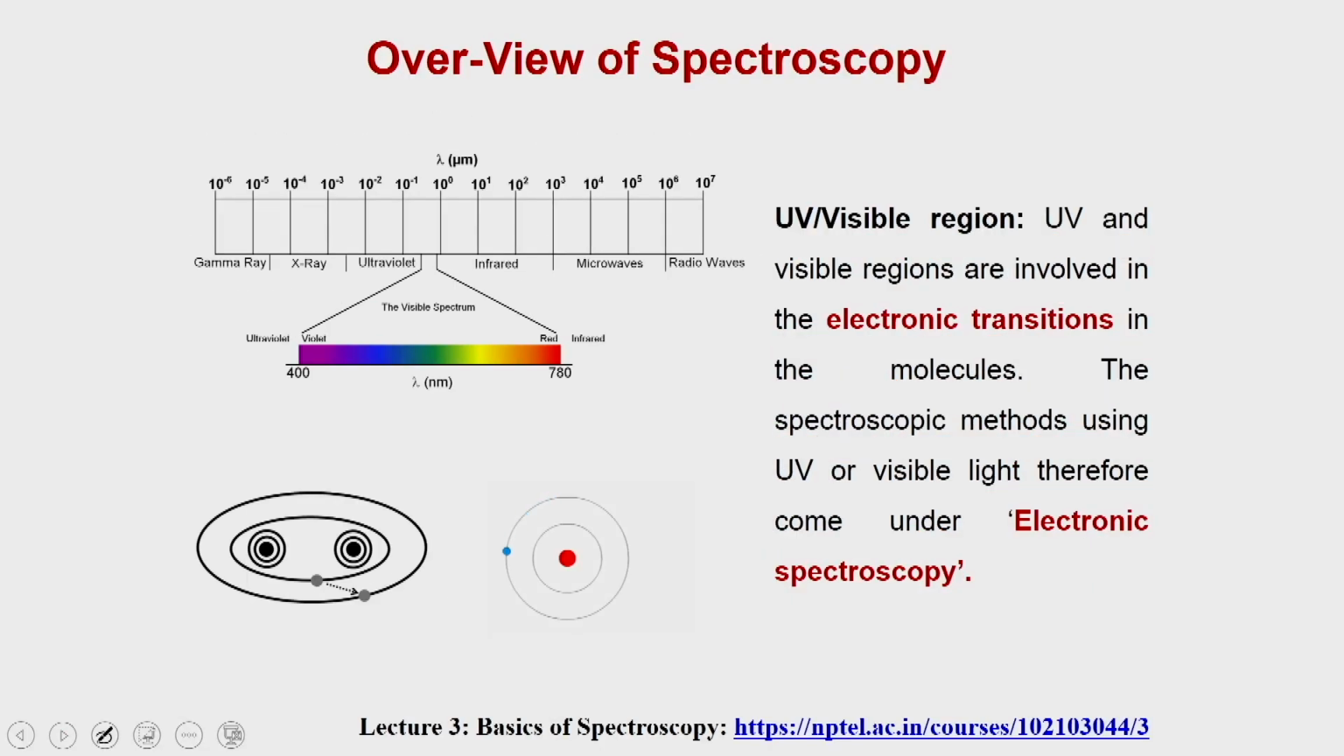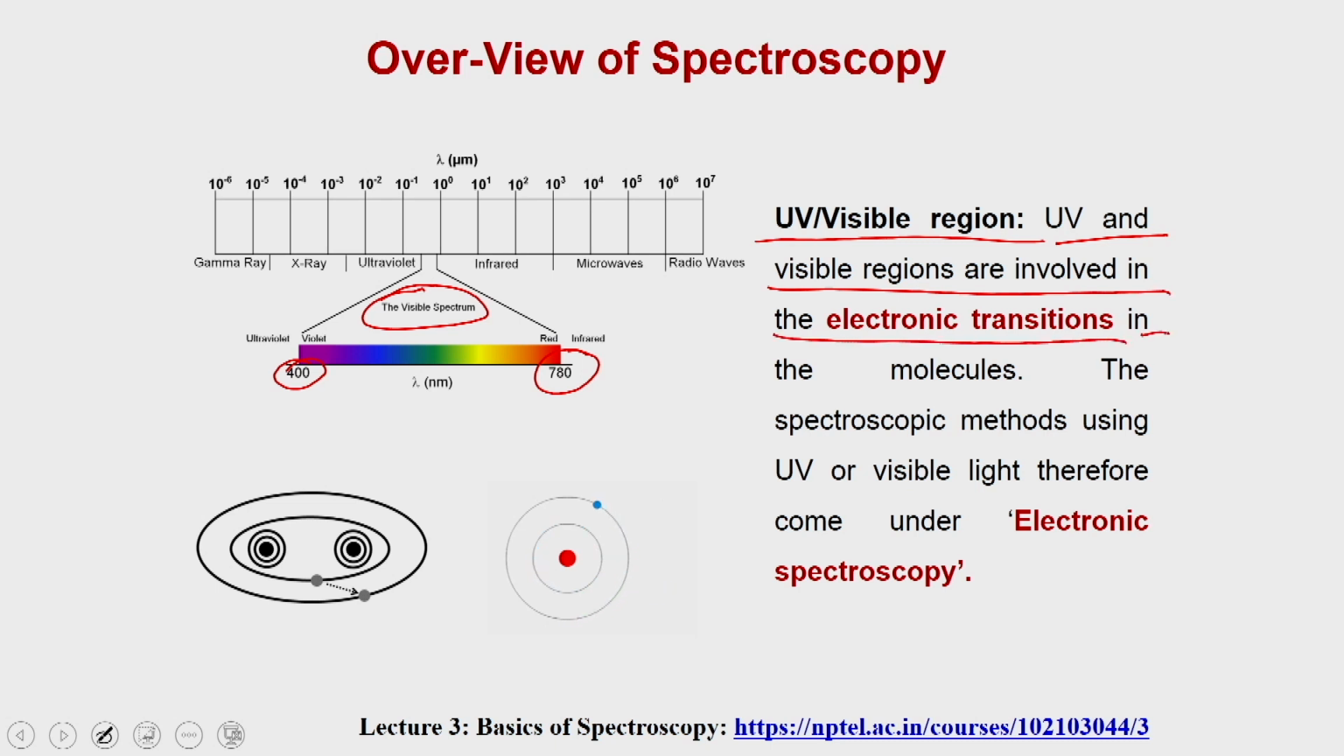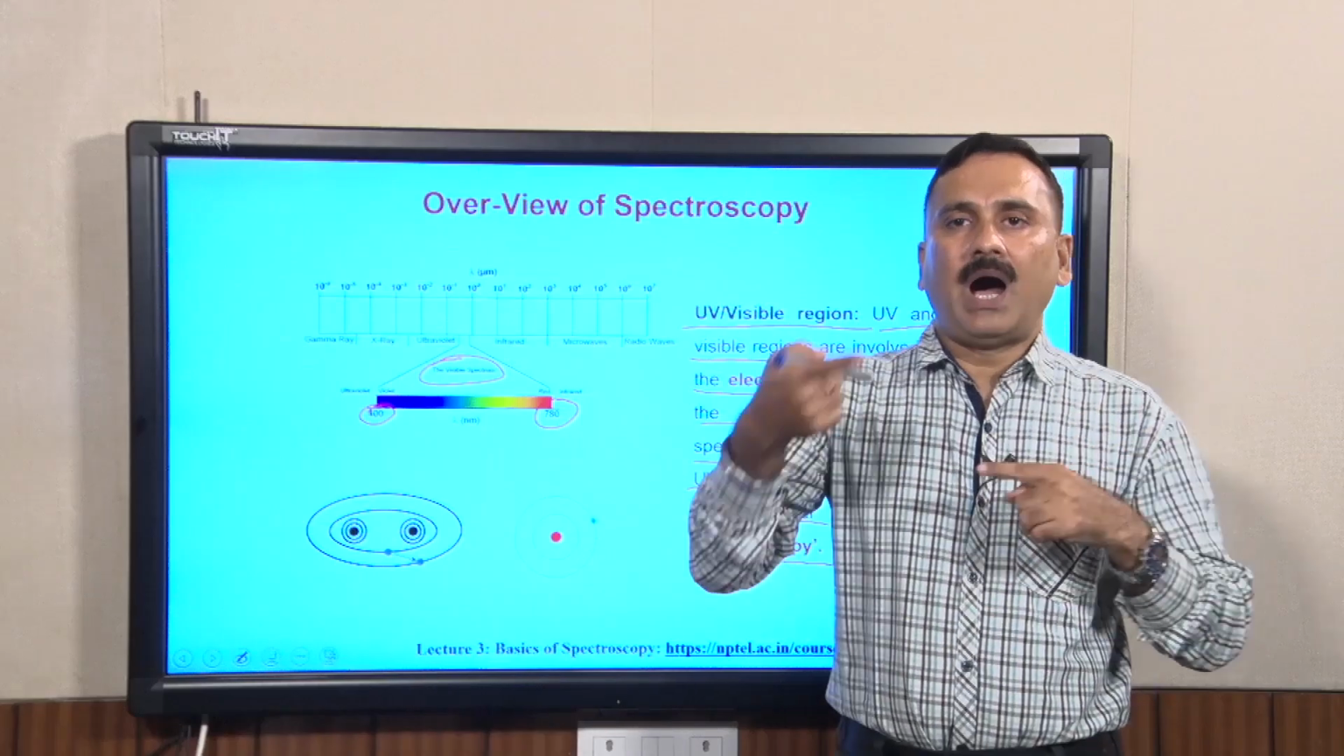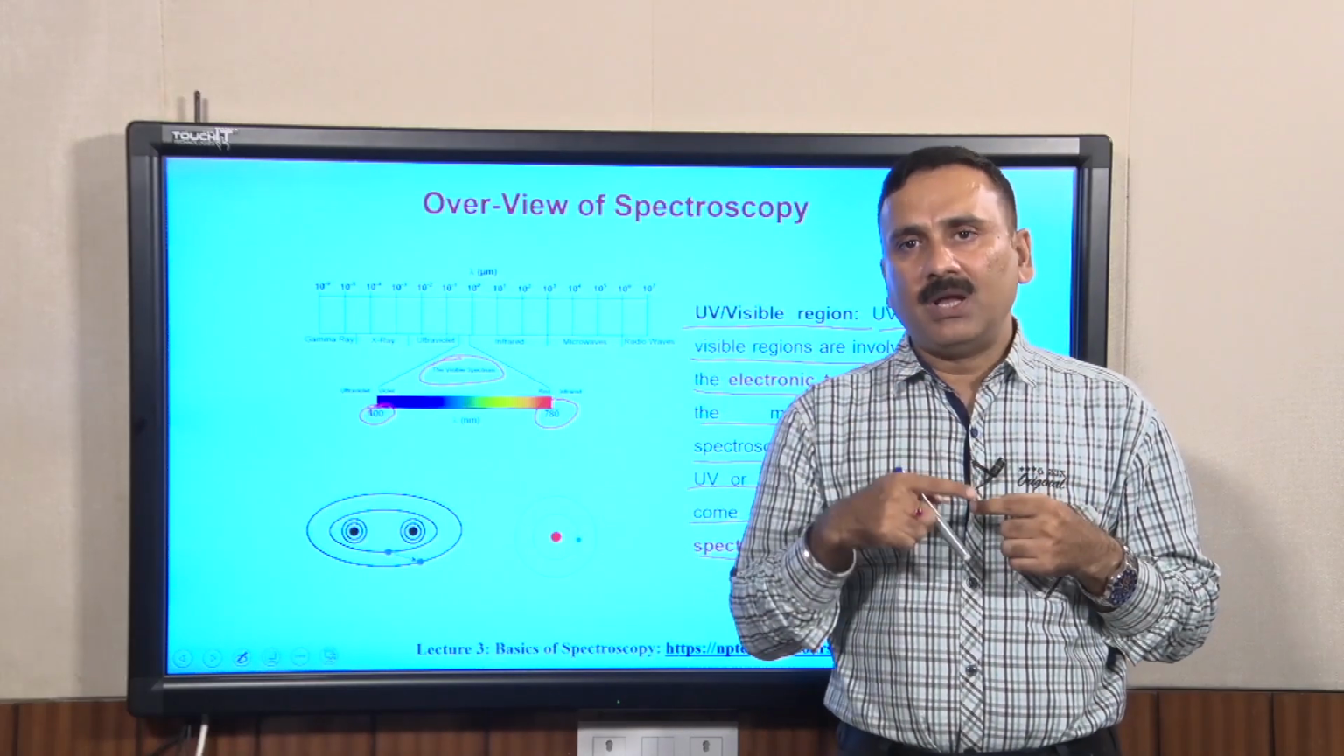Now, the fourth is the UV visible region. The UV visible region, as I said, is the visible spectrum. It starts from 400 nanometers and goes up to 780 nanometers, and it is involved in the electronic transitions in molecules. The spectroscopic method using UV or visible light comes under electronic spectroscopy.